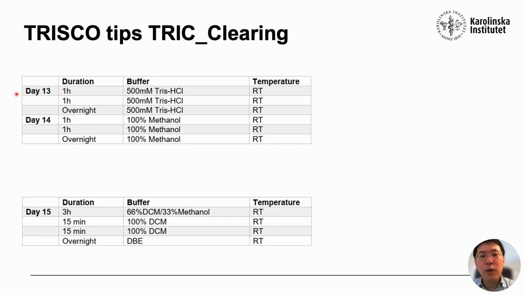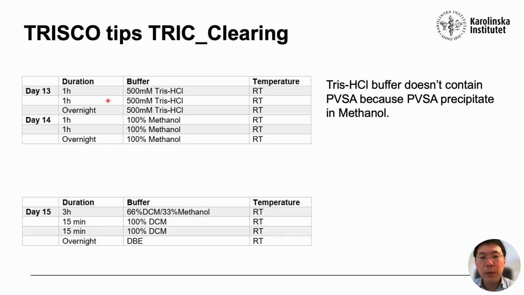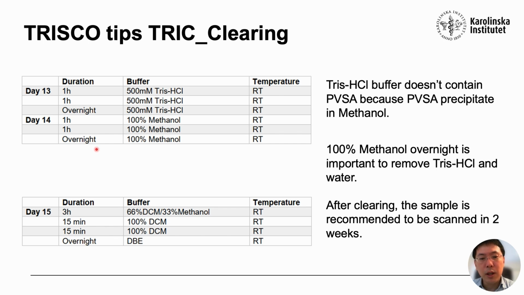After amplification, we move on to the Tris step and tissue clearing in the TRISCO protocol. Day 13 is a Tris-HCl wash. Make sure to use only 500 millimolar Tris-HCl without PBSA since PBSA precipitates in methanol. Day 14, we wash the sample with methanol to remove Tris-HCl and water. This step is essential for successful clearing. If needed, repeat the methanol wash to ensure complete removal.